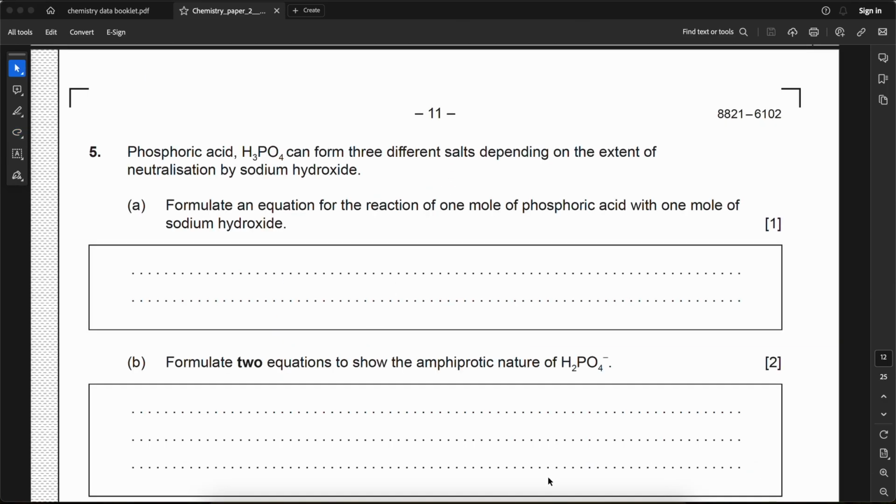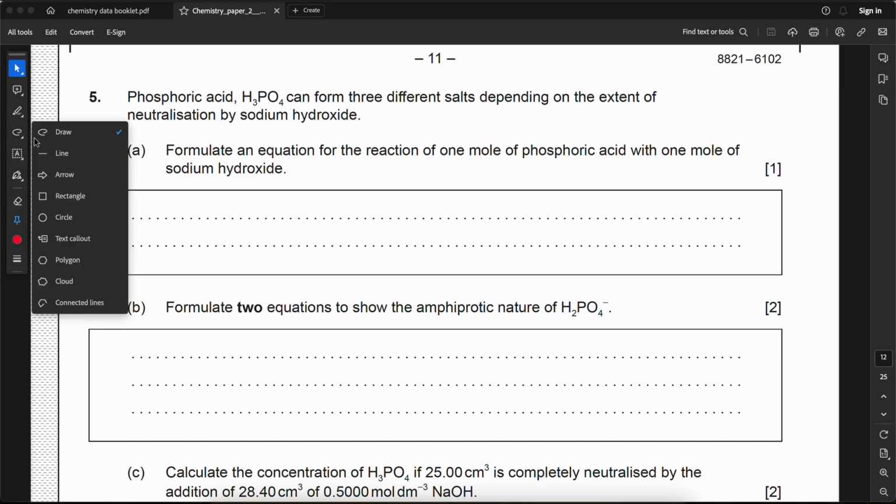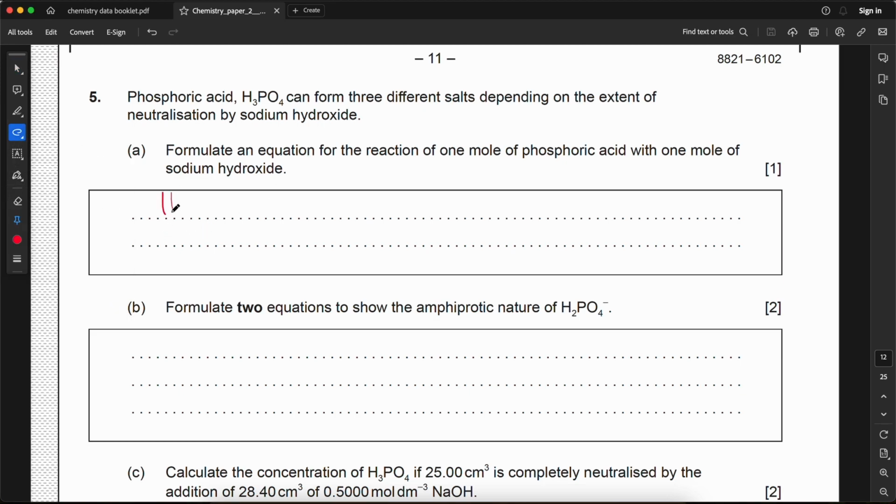Phosphoric acid H3PO4 can form 3 different salts depending on the extent of neutralization by sodium hydroxide. Formulate an equation for the reaction of 1 mole of phosphoric acid with 1 mole of sodium hydroxide. So phosphoric acid H3PO4 aqueous reacts with NaOH aqueous. If you don't know how to form the product, you can dissociate them into the ions.